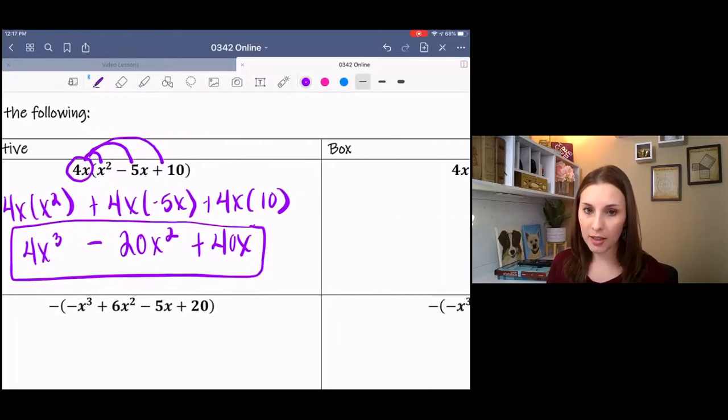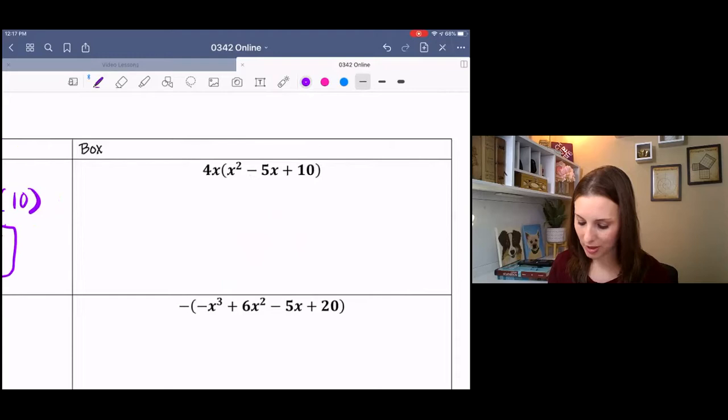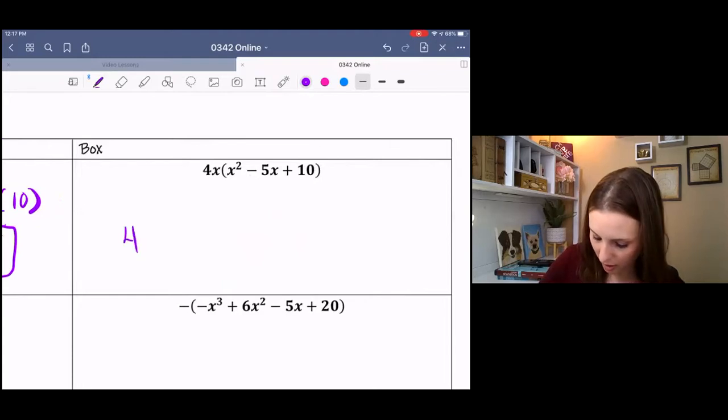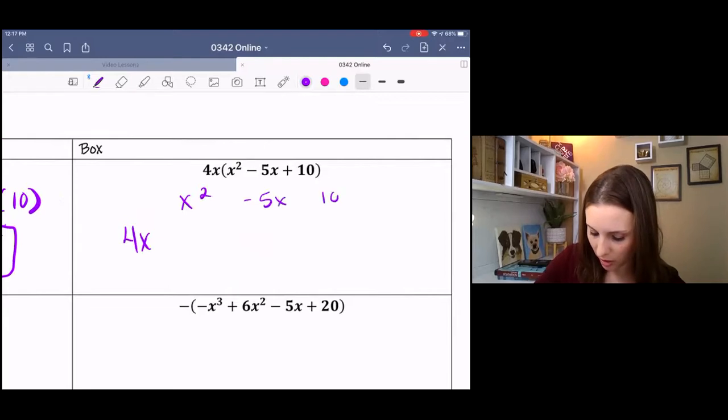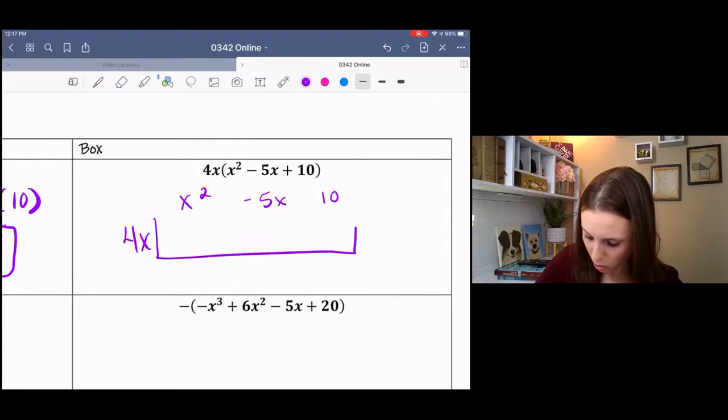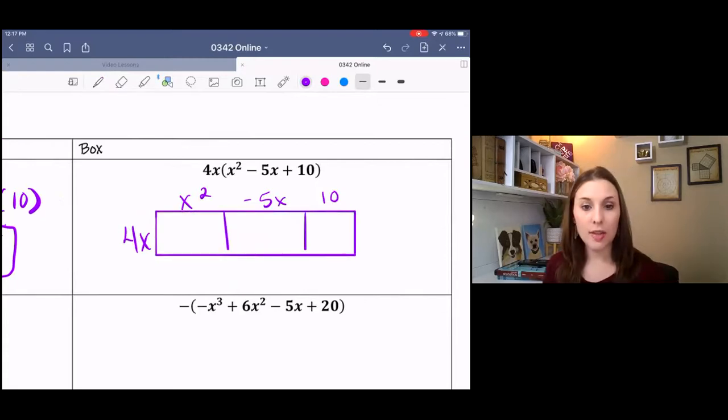And then on the right, I'm going to use the box, but you're going to see very quickly that it's the same thing. It just looks a little different. I'm going to draw my box. Hopefully it works. Okay, and then inside the box is the product.